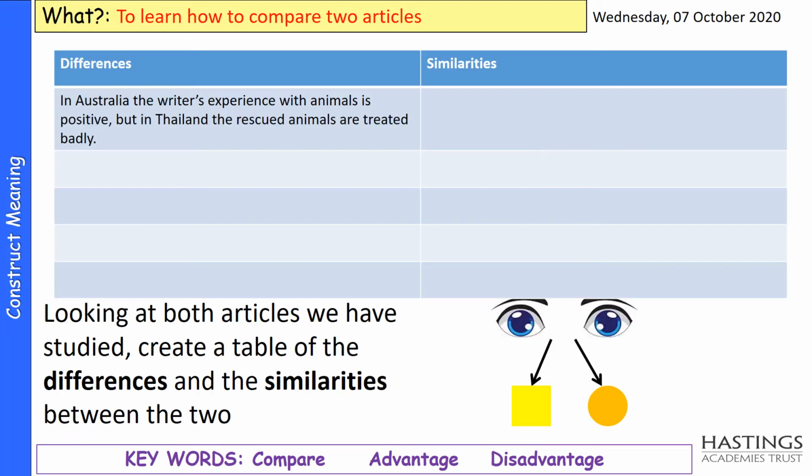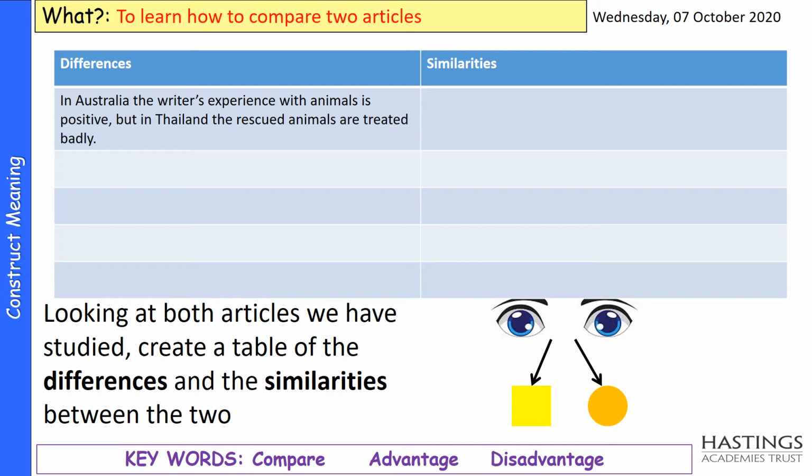Okay, so today we're going to look at the differences and similarities. So looking at both the articles we've studied, I want you to create a table of the differences and similarities between the 2 articles. So I've written one example there for you. So a similarity really between the 2 articles is that both writers have experience with animals, but the difference is in Australia, the writer's experience with animals is a positive thing. They talk about seeing kangaroos in the wild, but in Thailand the rescued animals are treated badly, which is a bad thing for the writer.